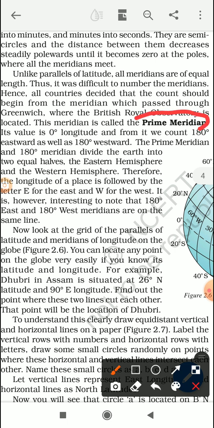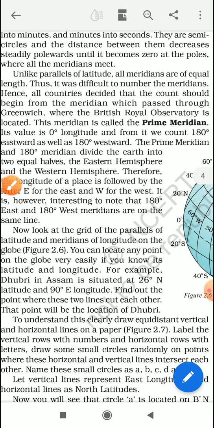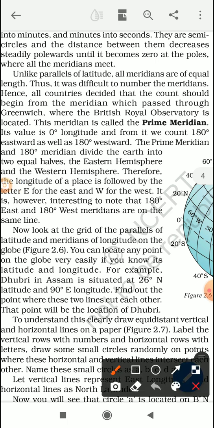Its value is 0 degree longitude, and from it we count 180 degrees eastward as well as 180 degrees westward. So, students, it's very important for you to remember what prime meridian is. It is 0 degree longitude, just like equator, which is 0 degree latitude. Prime meridian is 0 degree longitude.